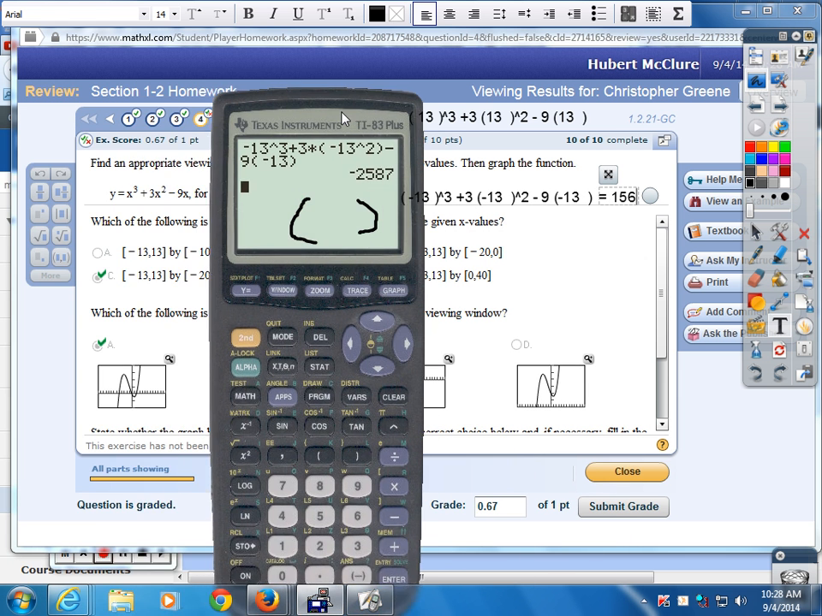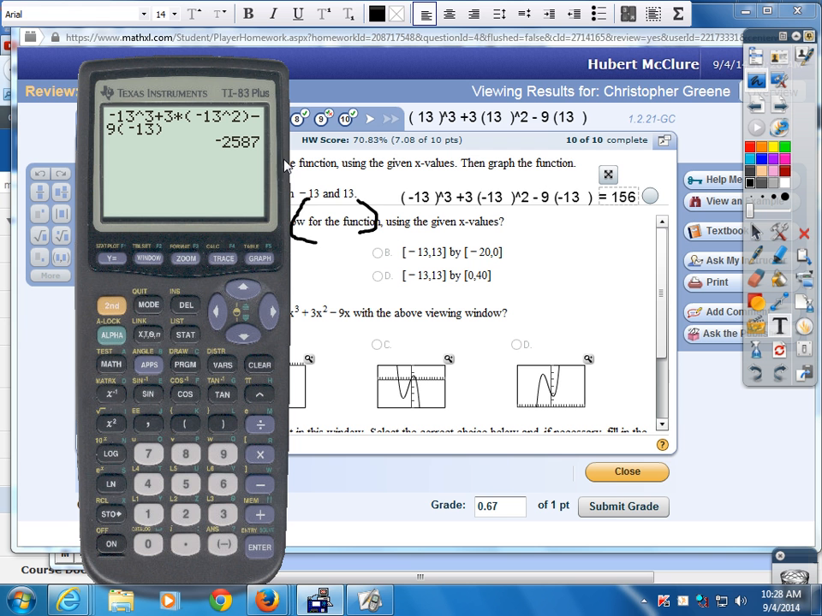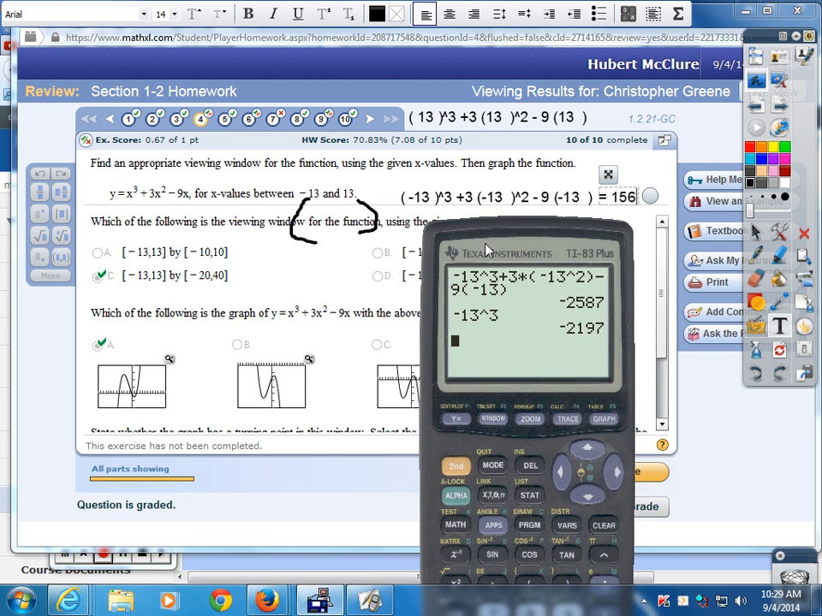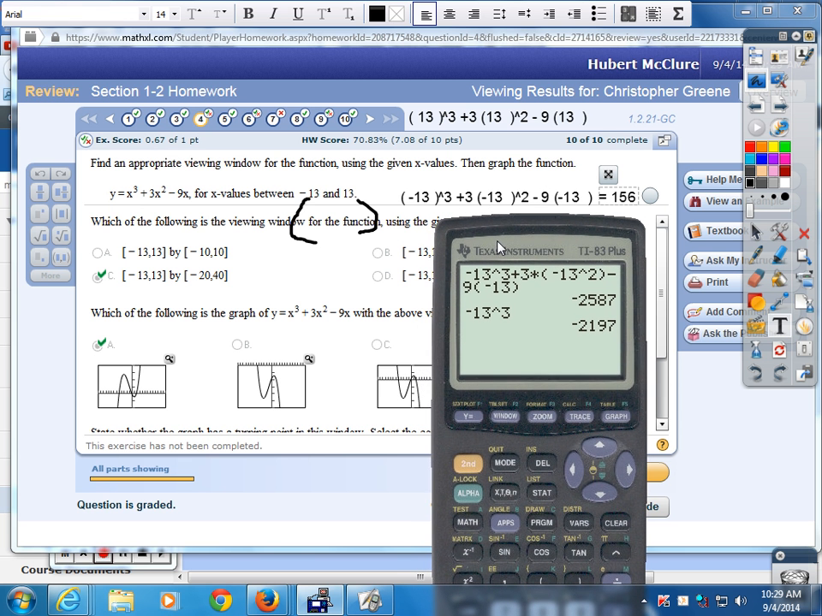Wait a second. Well, 13 cubed is going to be negative what? 39. So let's do that. Negative 13 cubed is 2197. You did negative 13 times 3. Yeah, 13 times 3 is 39. You got to do 13 cubed. I got the squaring confused. Yeah, that's fine. It happens.